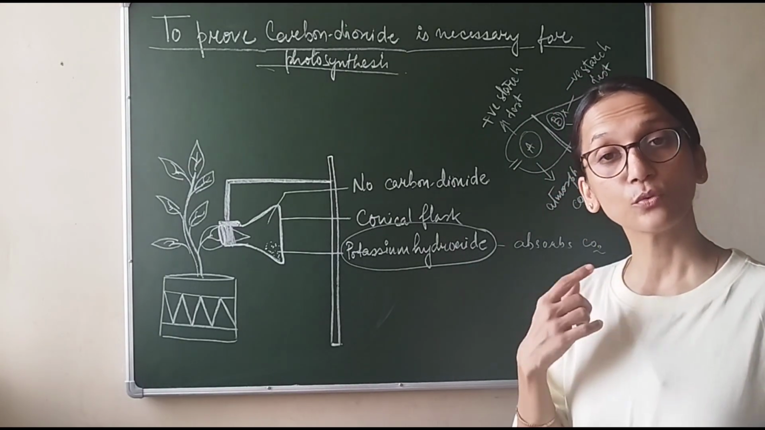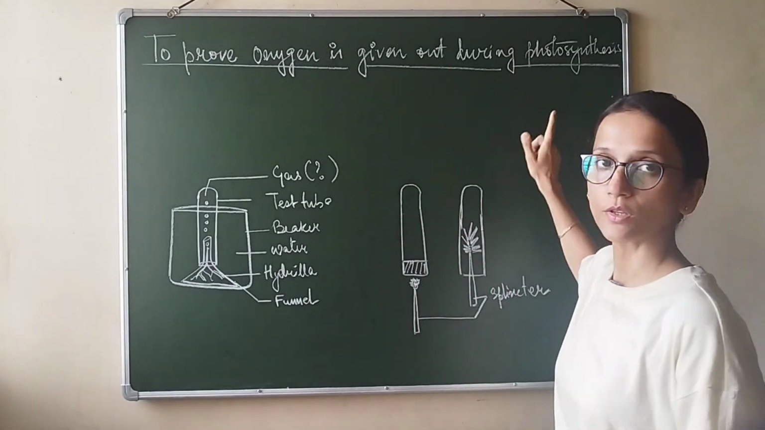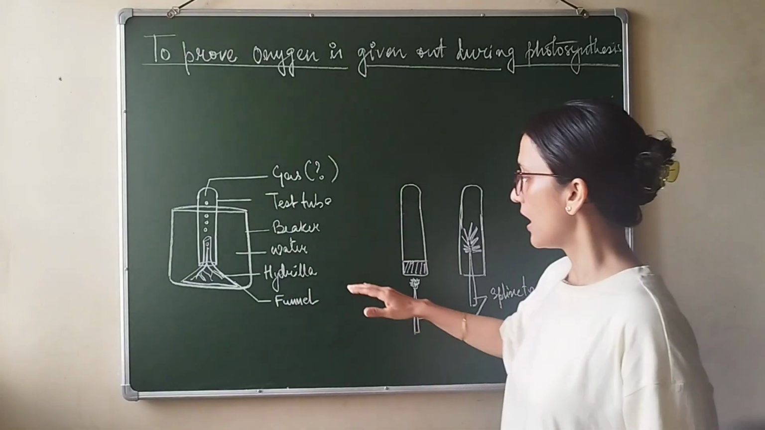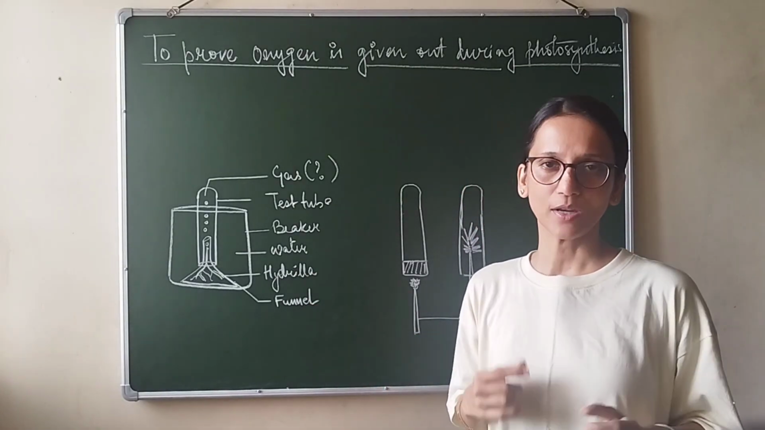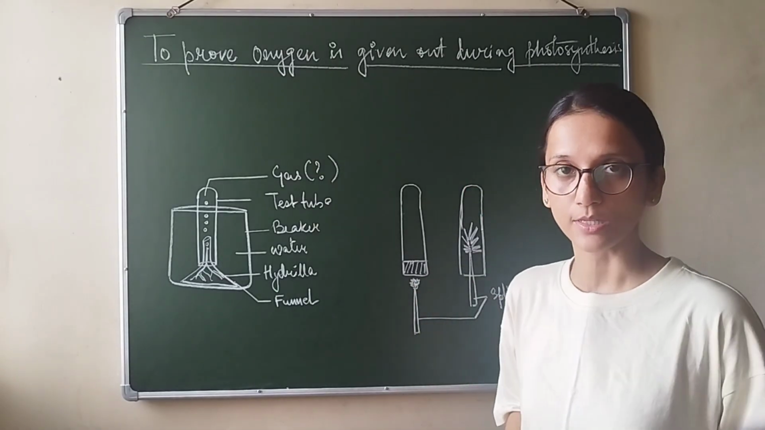Now let's quickly do the next experiment. To prove that oxygen is given out during photosynthesis, but for this experiment we are taking aquatic plant hydrilla. One question that can come to your mind is, why are we taking aquatic plant? Why not a terrestrial plant?